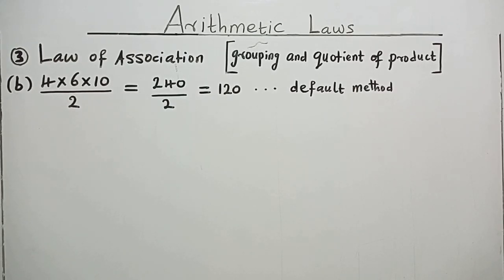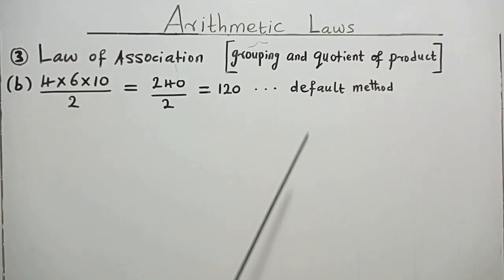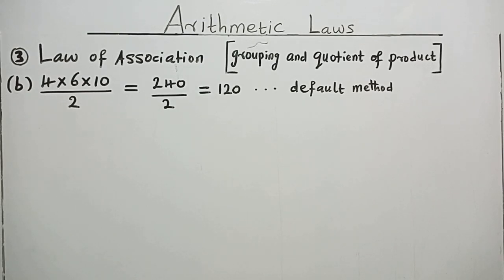And here the solution comes. It says that this 4 times 6 times 10 over 2 is the same thing as 240 over 2. When 2 divides 240, the result is equal to 120. This 120 is correct, and this is called the default method, a pre-selected method.